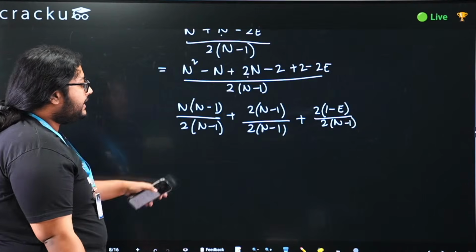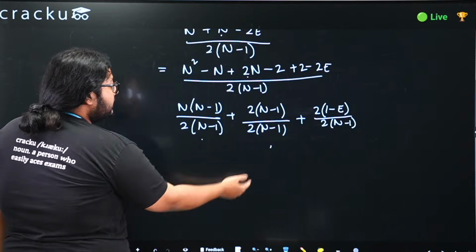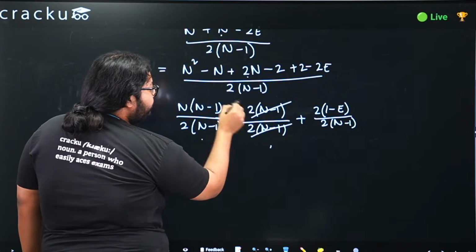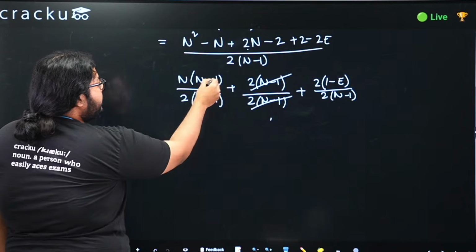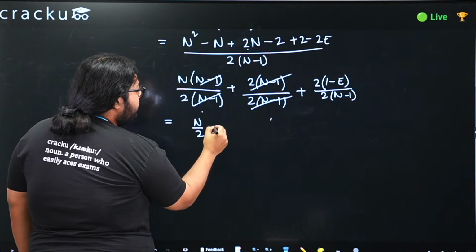So now this n square minus 1 gets cancelled out from this term, it also gets cancelled out from this term. So everything gets cancelled out. Here we have n square minus 1 gets cancelled out. So the simplified answer is n by 2 plus 1.